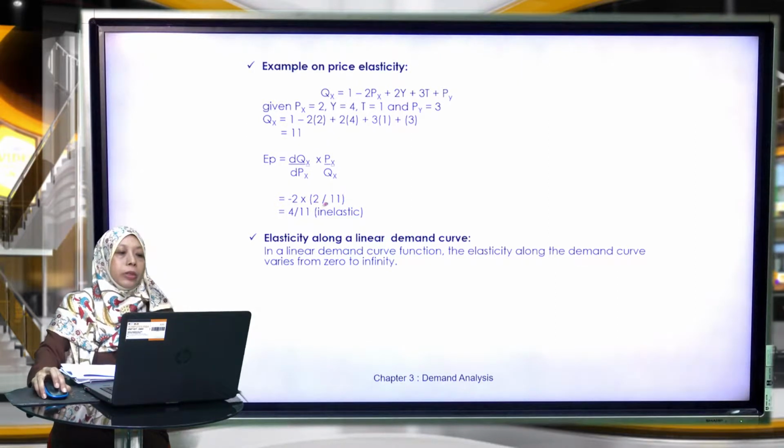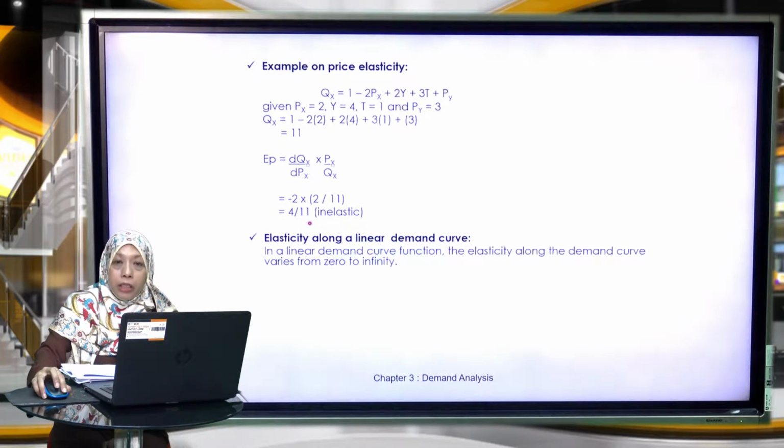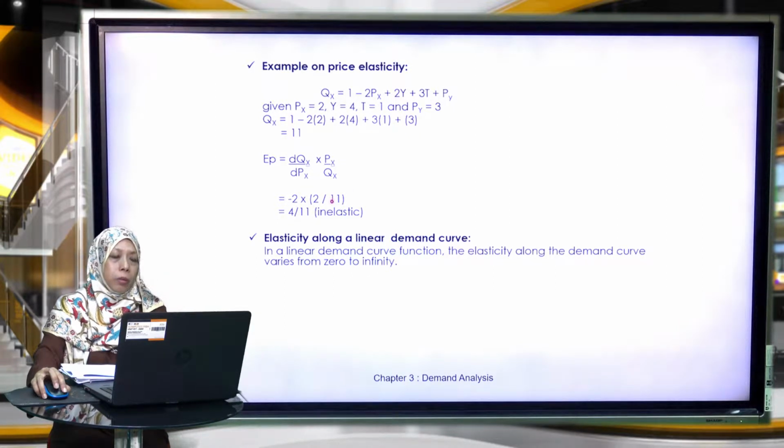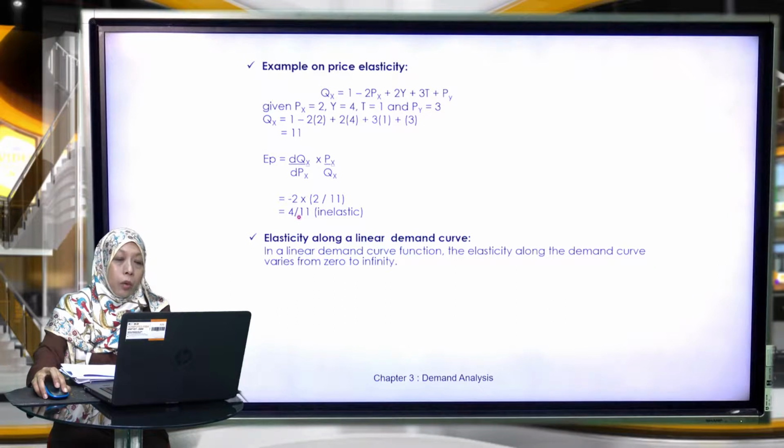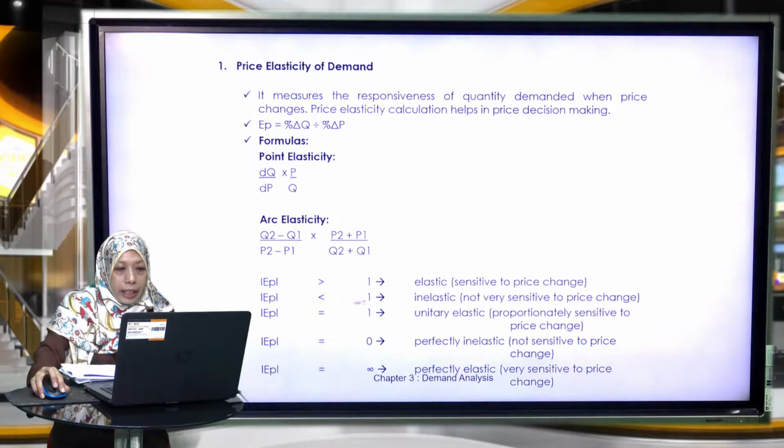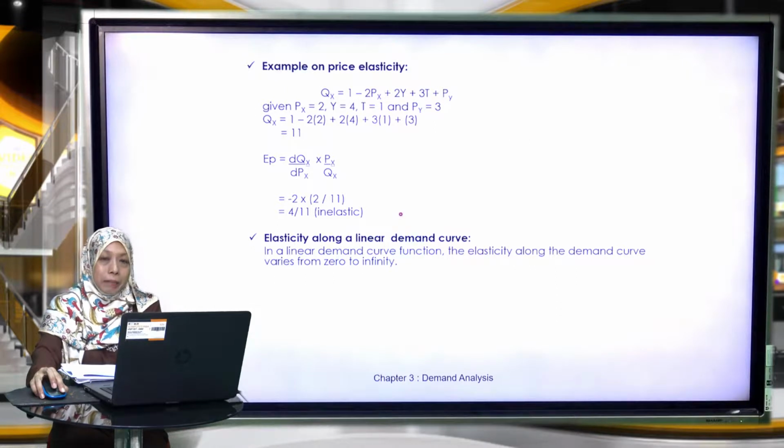So plug all these values into your calculator and you're going to get -4/11. Your coefficient for price elasticity of demand will always be a negative value, but when you want to interpret it, we're going to ignore the negative sign. So 4/11 is a value which is less than 1. If it's less than 1, remember, then demand is said to be inelastic. So what does inelastic mean? Inelastic means less sensitive. All right, so that's how we use the point elasticity formula.